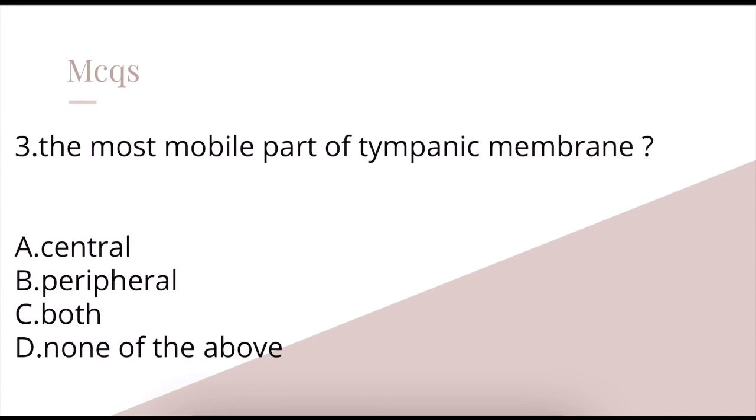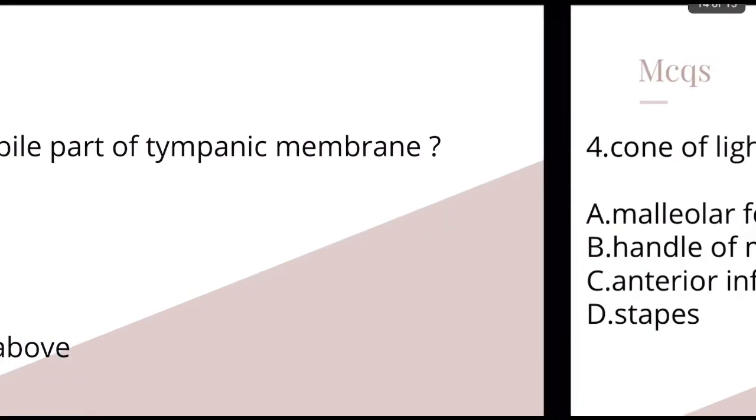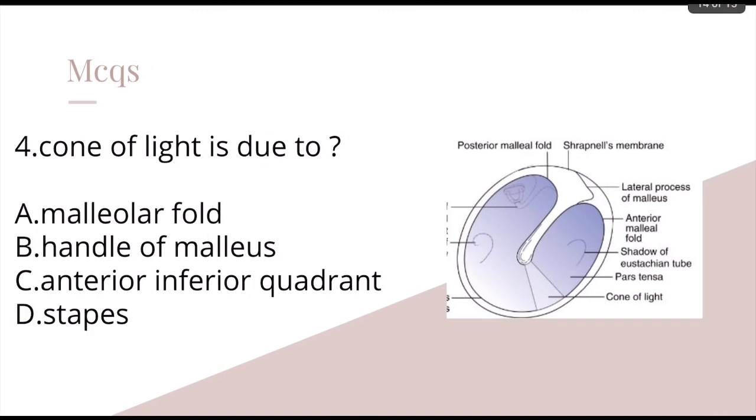The most mobile part of the tympanic membrane: central, peripheral, both, none of the above. As the central part of the tympanic membrane, the umbo, is fixed, the peripheral part is more mobile. So the answer is peripheral. Cone of light is mainly due to the malleolar fold, handle of malleus, anterior inferior quadrant, stapes. Cone of light is mainly the reflection of the handle of malleus due to the obliquity of the tympanic membrane. So the answer is handle of malleus.